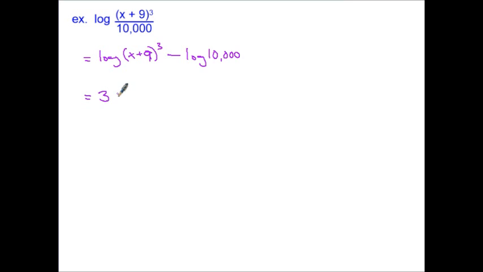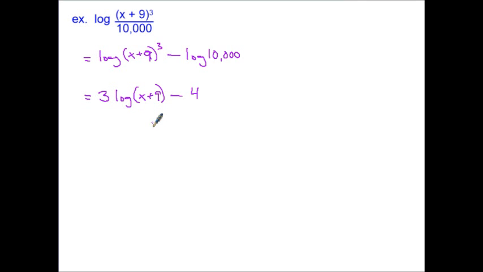So now I have 3 log x plus 9. Okay, and now I have minus log of 10,000. Well, wait a minute. Log has a little subscript of 10 there that I don't bother to write in. And let's see, 10 to what power is 10,000? That is something that works out nicely, so that is something I want to do. And of course, I've got 4 zeros after the 1. And so basically what that means is 10 to the 4th is 10,000, so that expression really just turns into a nice pretty 4.